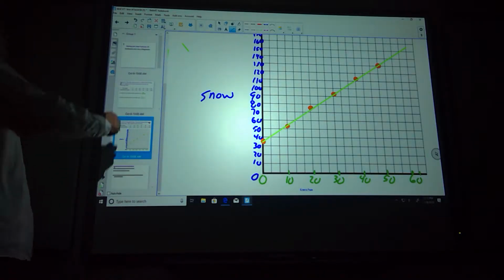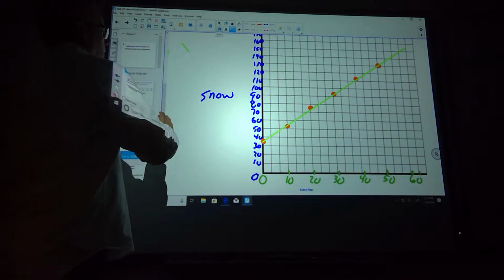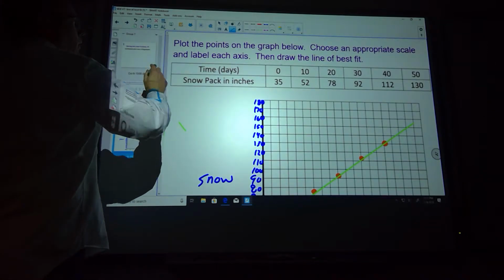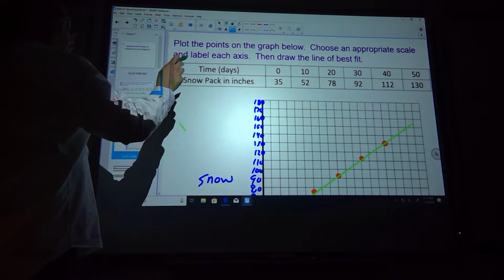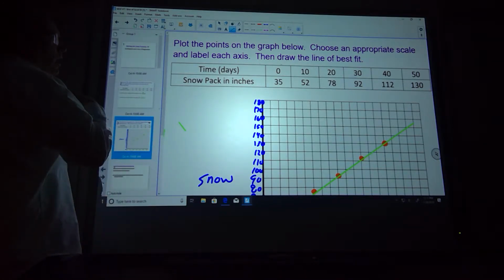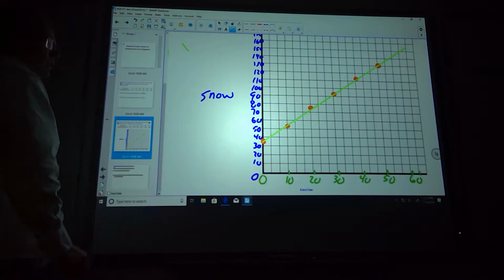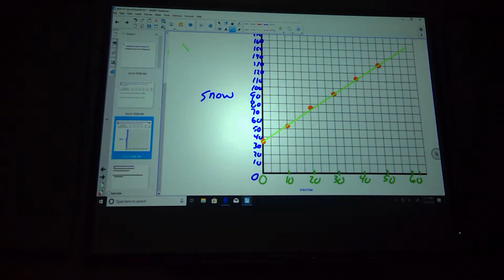All right. So let's see. Did we answer everything we needed to do on this problem? Plot the points on a graph, choose the appropriate scale, we did. Label each axis, we did. And then draw the line of best fit. Once we got everything we need right there, I like that. Do all those points seem like they're pretty darn close to this line? For the most part, I'd say so.